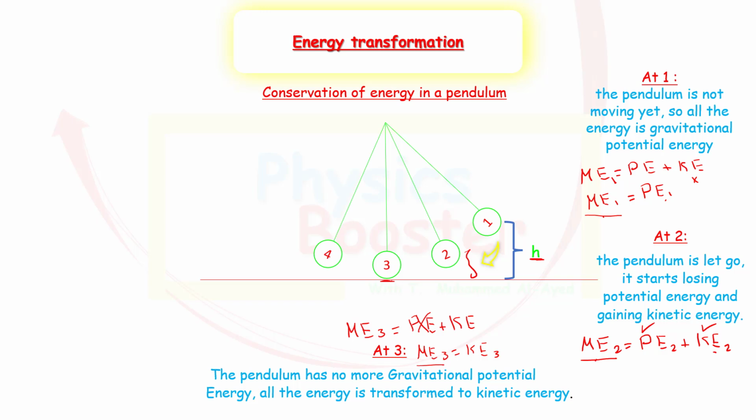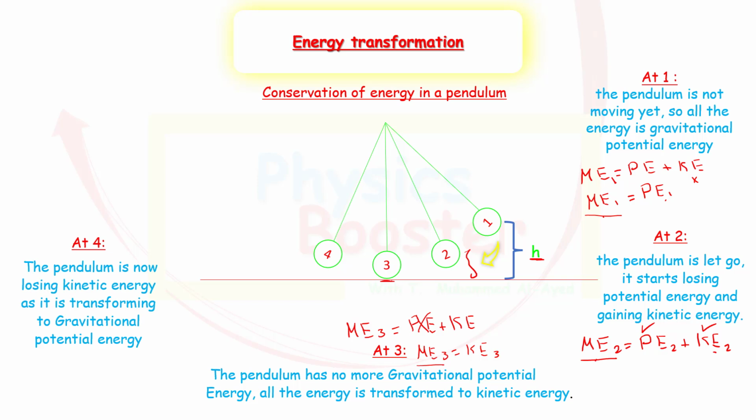Now, we can look at point 4. Actually, point 4 is very similar to point 2. It is above the ground, so it has potential energy, and it is moving, so it has kinetic energy. It has both types of energy. Now that we've got the hang of it, we can quickly say that the mechanical energy at location 4 is equal to the kinetic energy at location 4 plus the potential energy at location 4. And again, mechanical energy at 4 is equal to 3, 2, and 1.